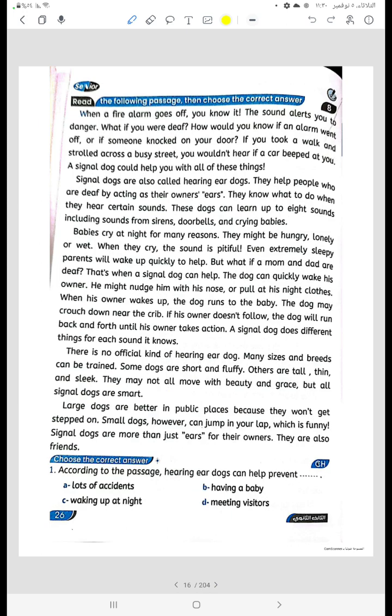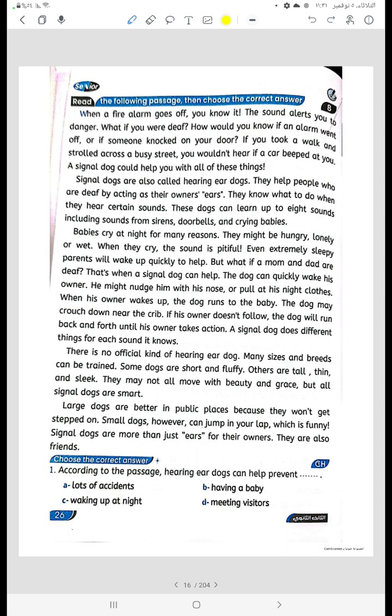When a fire alarm goes off you know it. The sound alerts you to danger. What if you were deaf. طب ماذا بقى لو انت مش سامع حاجة. How would you know if an alarm went off or if someone knocked on your door أو حد بيخبط على بابك. If you took a walk and strolled across a busy street you wouldn't hear if a car beeped at you. بتعمل كلاكس ليك يعني.